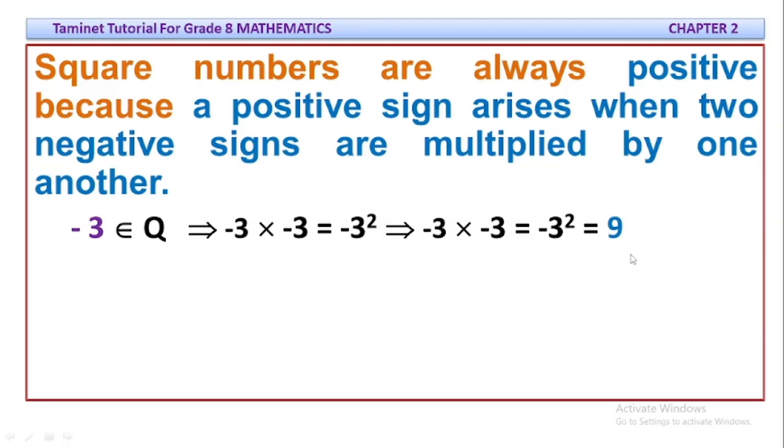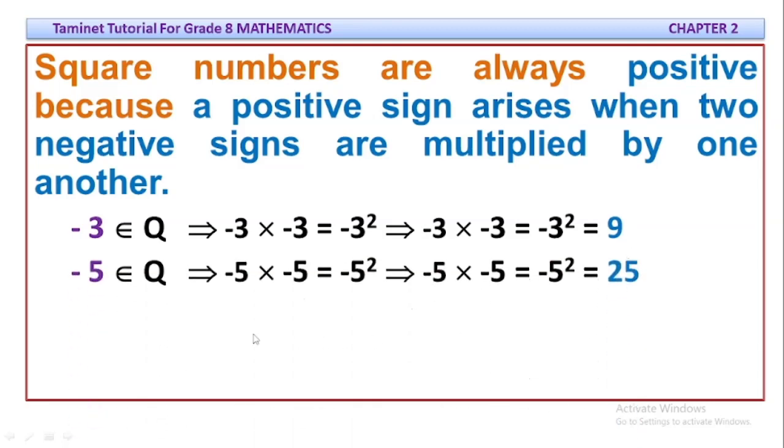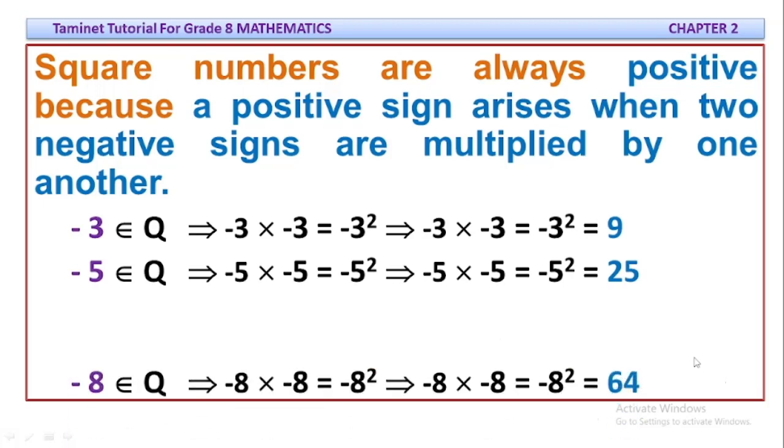The square of a number is positive. Negative 5 also is a rational number from the set of negative rational numbers. When we square, we get a positive value. 25 is the square value of minus 5. So this statement is true, always true.